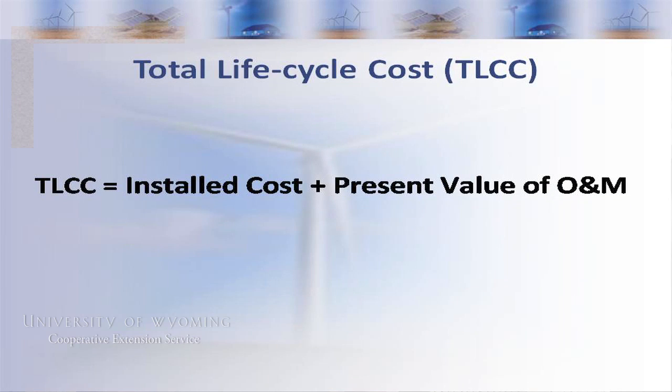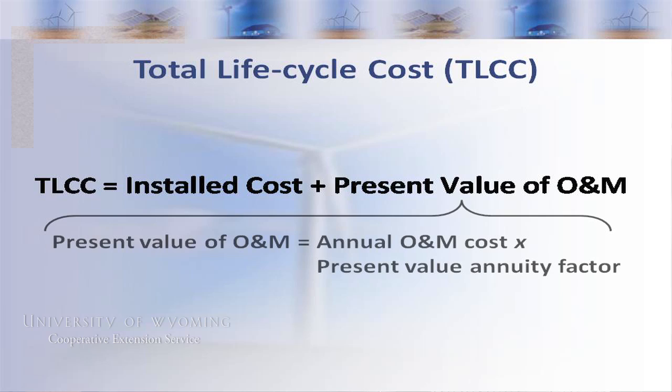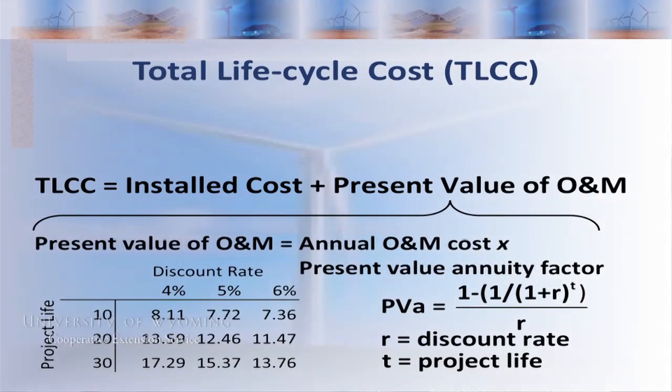This approach is a little more complex, but it can address all the problems associated with payback and is the more appropriate choice. Total life cycle cost of an energy alternative is equal to the installed cost plus the present value of all future operation and maintenance expenditures. Present value of all future operation and maintenance costs can be calculated by multiplying the expected annual operation and maintenance expenses by an appropriate present value of an annuity factor. The present value annuity factor determines the present value of a stream of equal expenses over a specified time period, given an assumed discount rate.